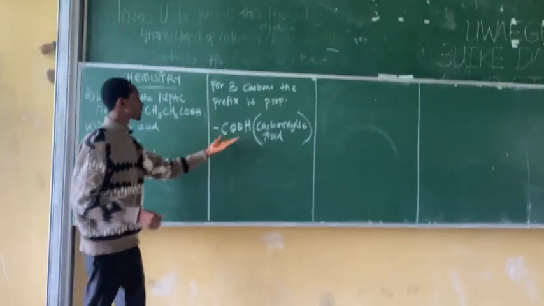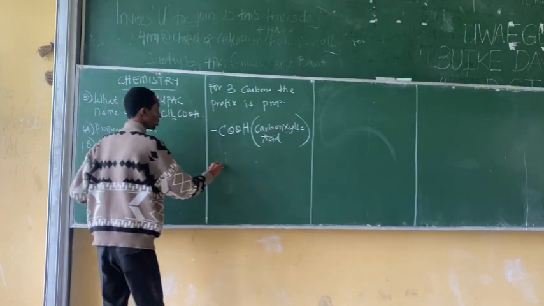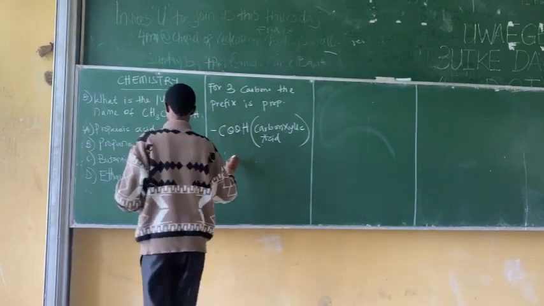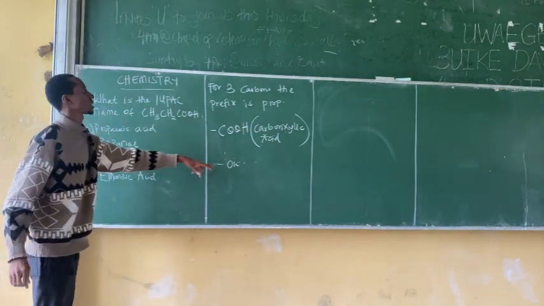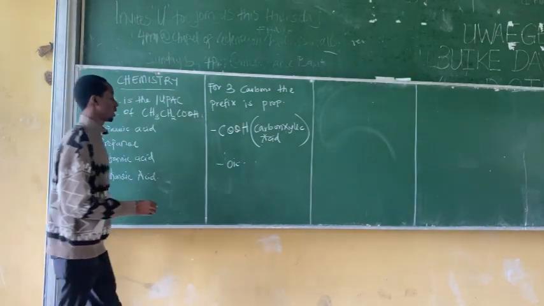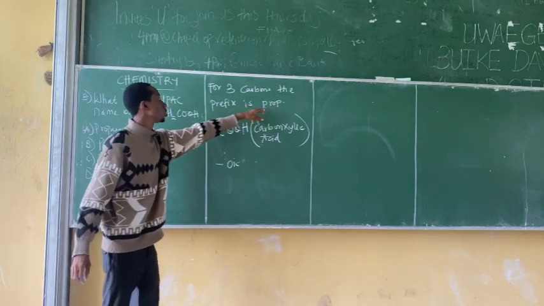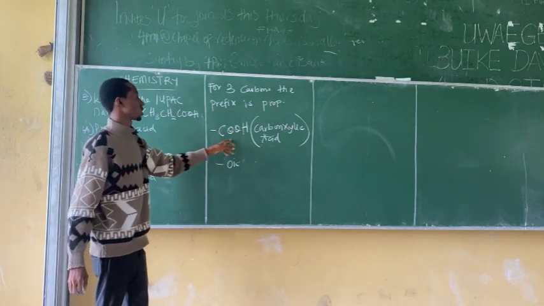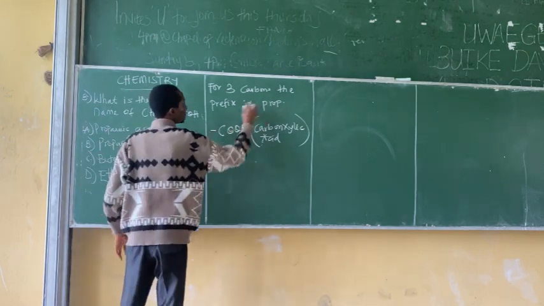Whenever you have this attached to a compound, the suffix for that compound becomes oic. You attach oic to it. Now for this compound, don't forget, it has 3 carbons and it has a functional group, the carboxylic acid. What you need to do is you bring the prefix first.